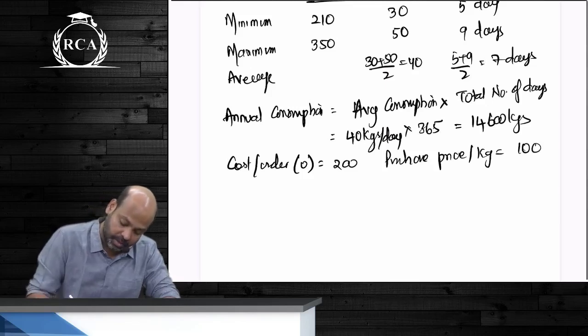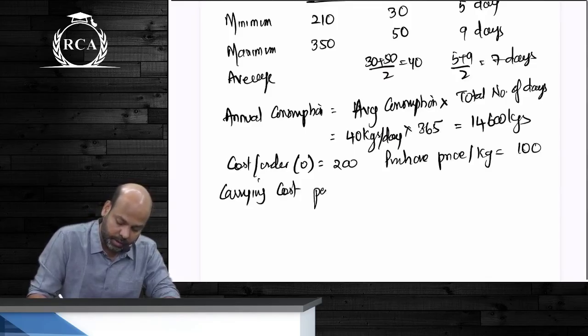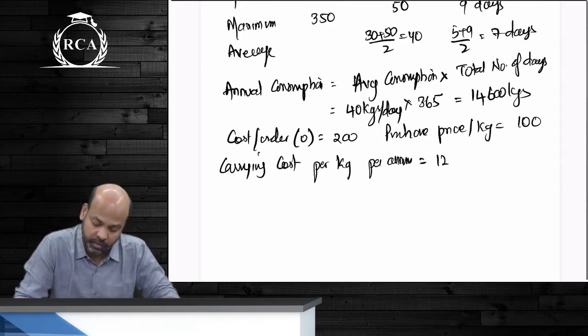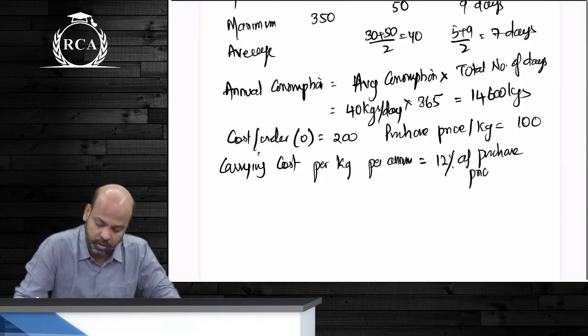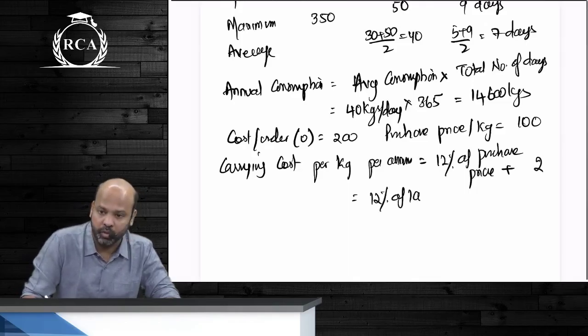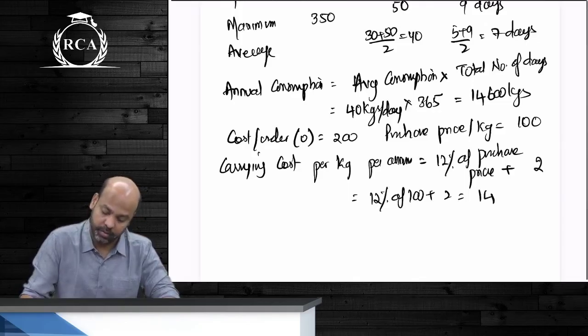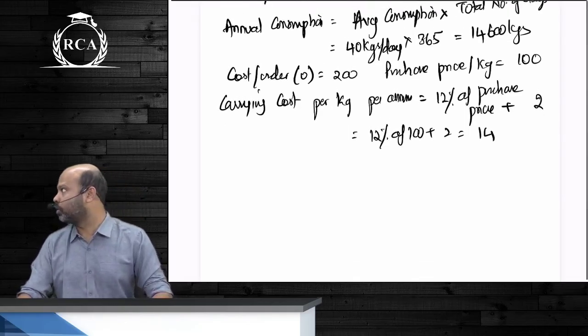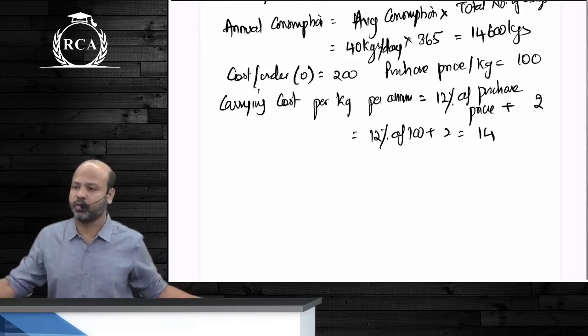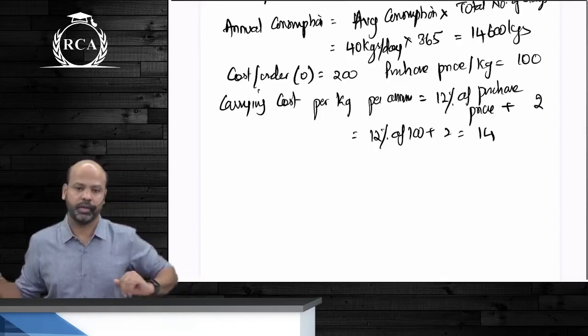What will be your carrying cost guys? Carrying cost per kg per annum beta would be 12% of purchase price plus 2 rupees. 12% of 100 plus 2 rupees beta, and that will be 14 rupees. Carrying cost per unit per kg per annum will be 12% of purchase price plus another 2 rupees, and that will make it 14 rupees.